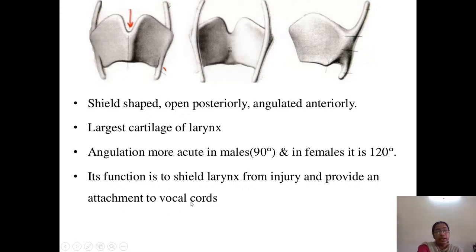Now, what is the function of the thyroid cartilage? The thyroid cartilage provides attachment to the vocal cords. Its function is to shield the larynx from injury, that means it protects the larynx from injury, and provides attachment to the vocal cord. So this is the function of the thyroid cartilage.